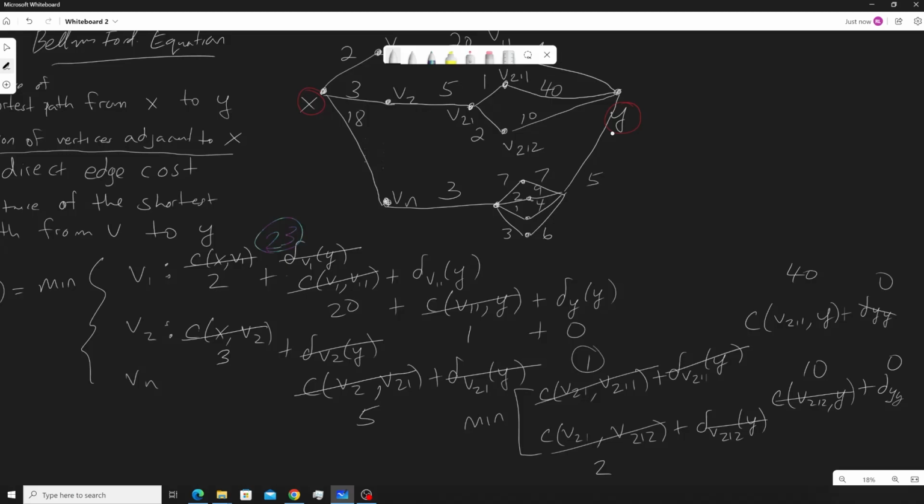Okay, and so here is our first application of min. So do you choose 41 or do you choose 12? You choose 12. Okay, we're choosing this path over here. Okay, we're choosing this path.